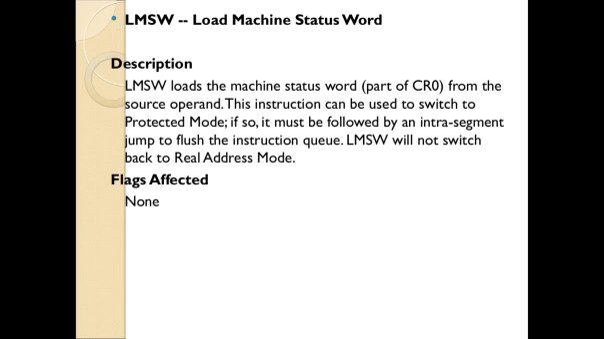We can use it to switch to protected mode from real mode, and if you want to switch to protected mode, it must be followed by an intra-segment jump. So jump from one segment to another, from a segment in real mode to a segment of protected mode. LMSW will not switch back to real address mode. If you want to switch to the real address mode, we have to reset the processor. Then only we can switch from protected to real mode. No flag is affected by LMSW.